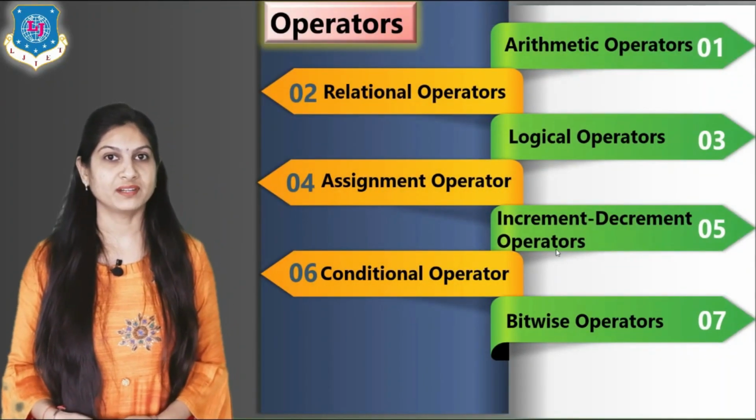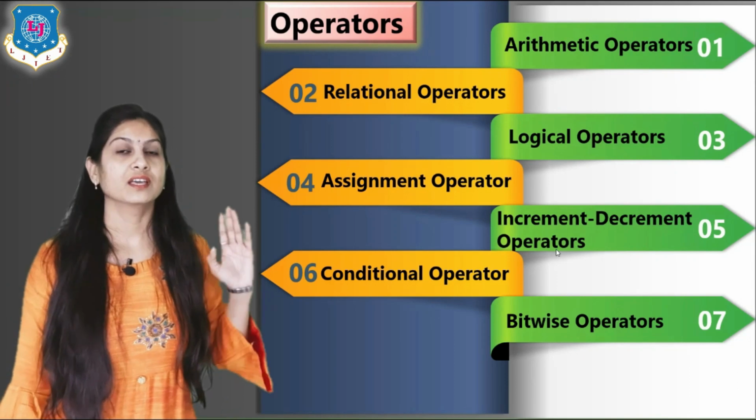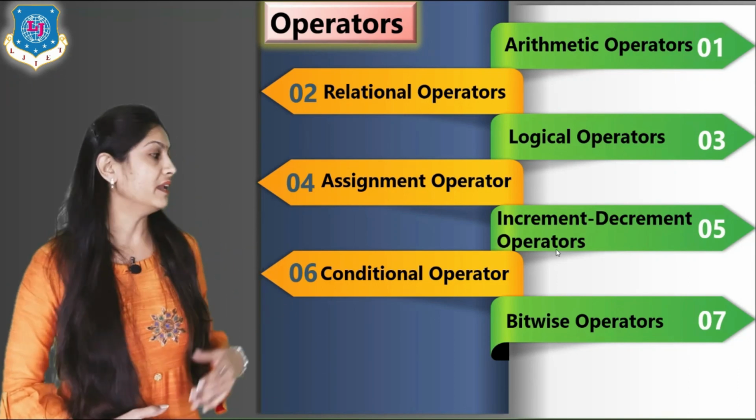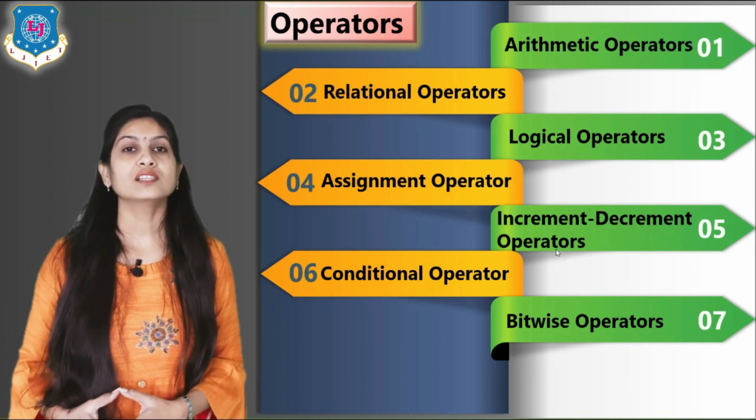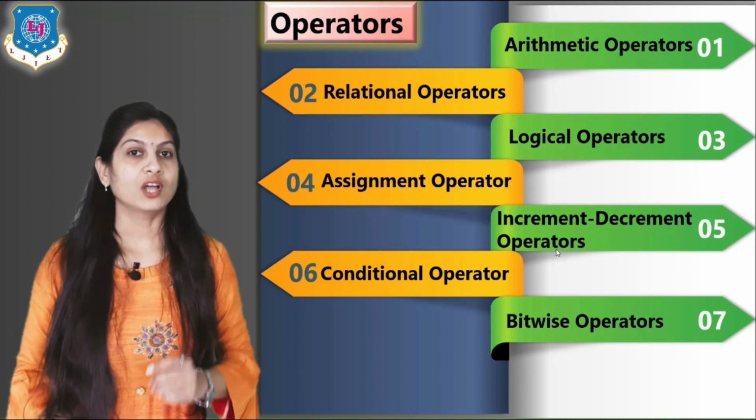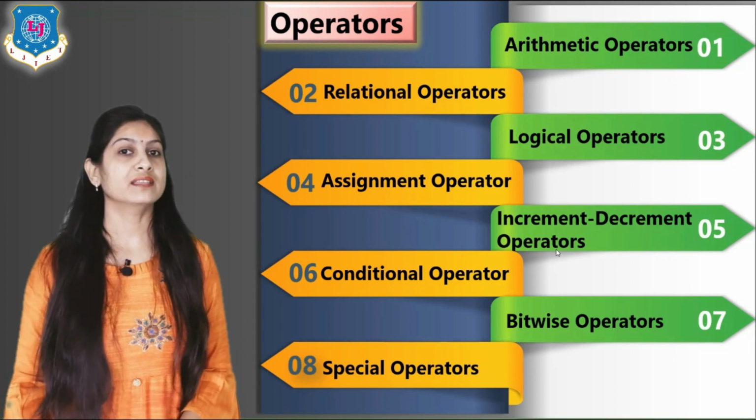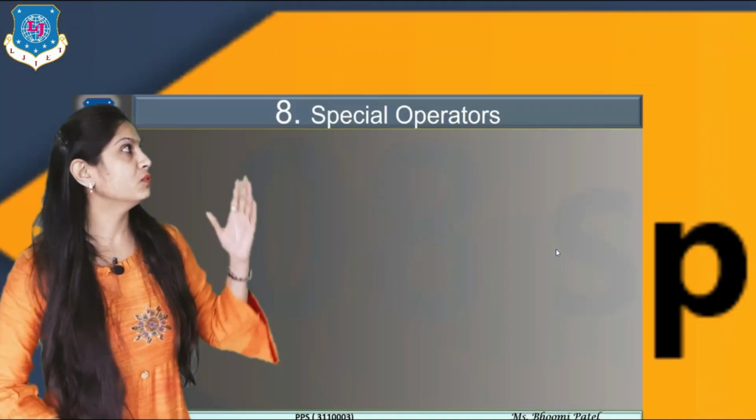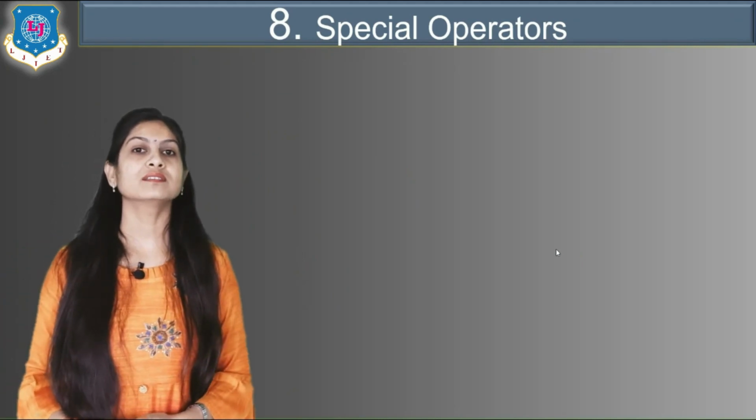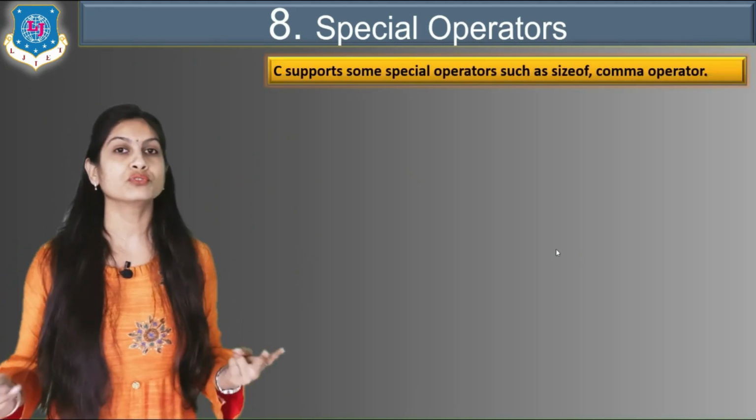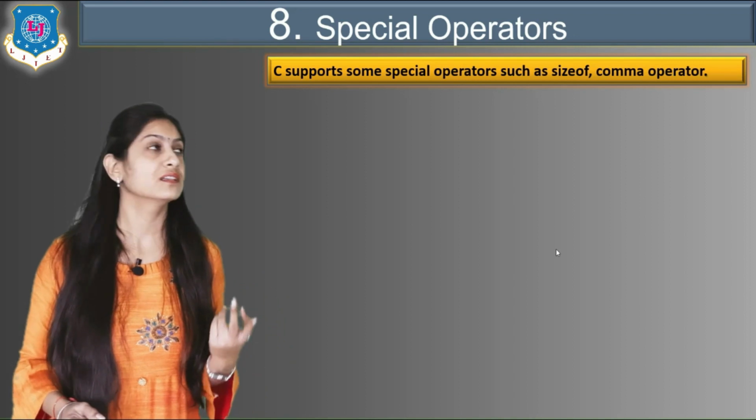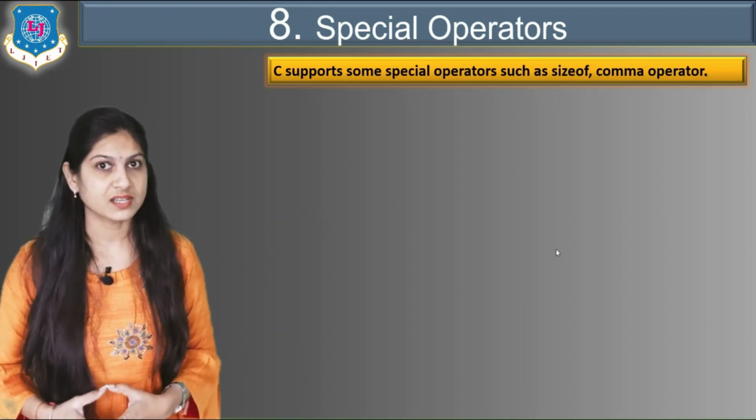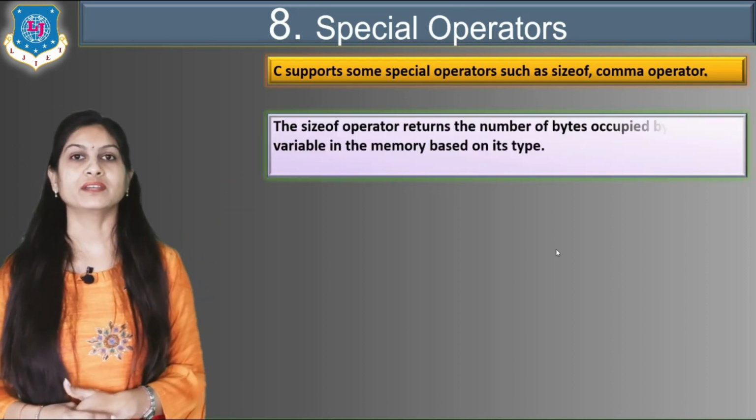Operators: the different operators, that is arithmetic, relational, logical, assignment, increment, decrement, then bitwise, these are all the operators we have completed. Only the last one is remaining, that is the special operators, which we will discuss today. So let's move to special operators, and it consists of two different operators. First is sizeof and second is the comma operator.